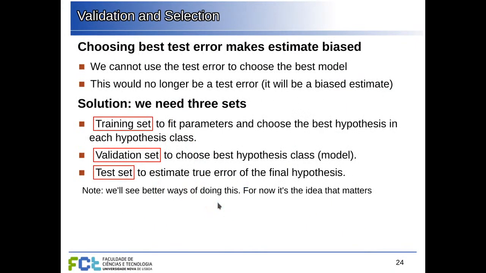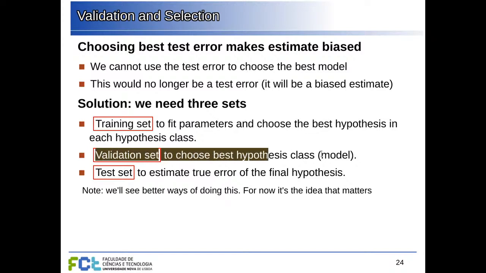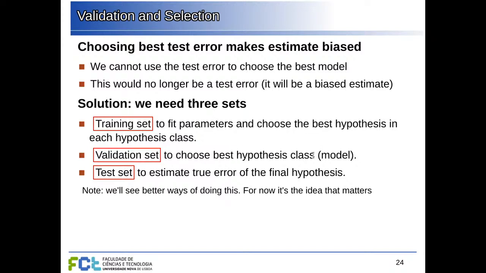So we cannot do this with the test error, because the idea of the test error is to be an unbiased estimate of the true error. And if we are cheating by choosing the smallest one, we are making it biased and it's no longer a test error. It's something different that we're going to look at here, which is called a validation error. And this is the basic idea.